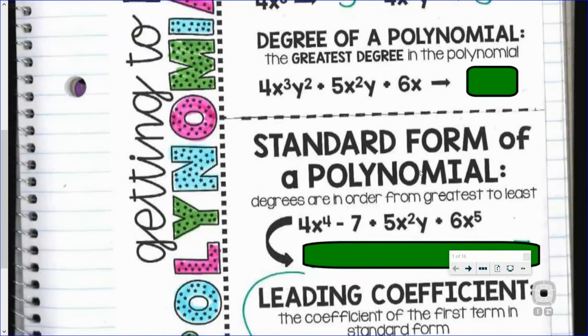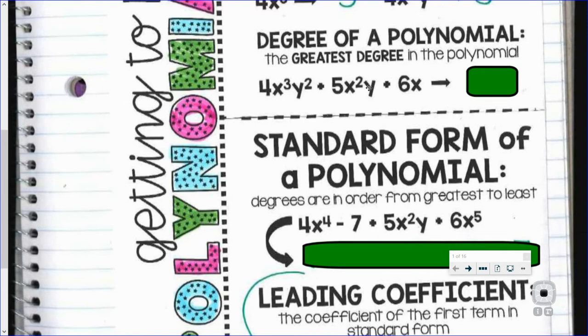Now, not only do monomials have degrees, so also do polynomials. The polynomial here, 4x to the third y squared plus 5x squared y plus 6x, it has a degree, and it's the degree of the largest monomial, or the largest term of the polynomial. Well, let's look at each term and its degree. 4x cubed y squared has a degree of 5. 5x squared y has a degree of 3.